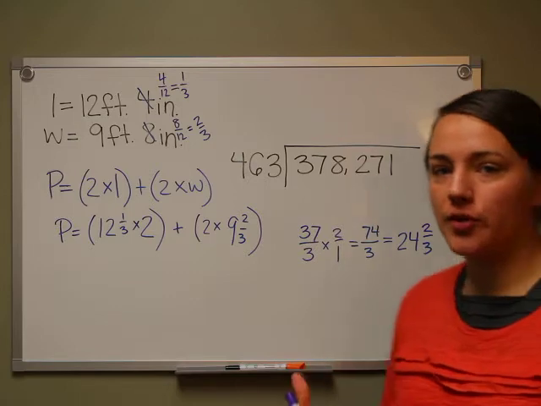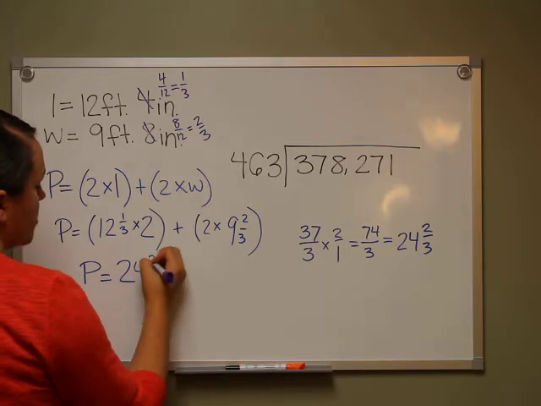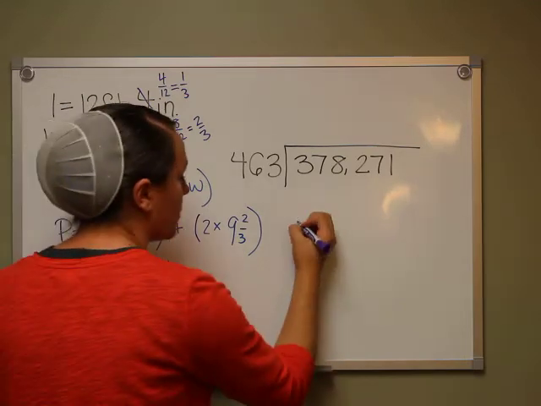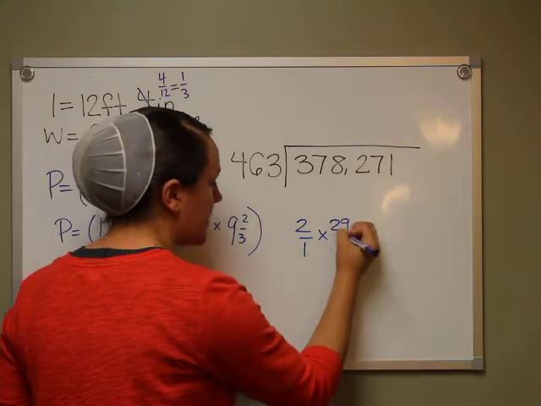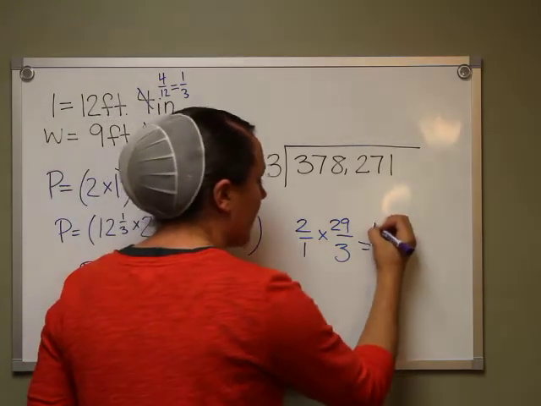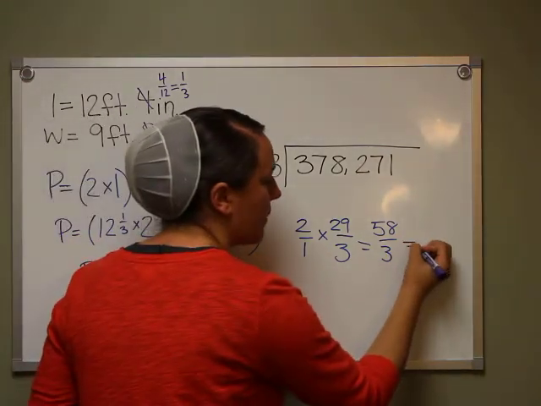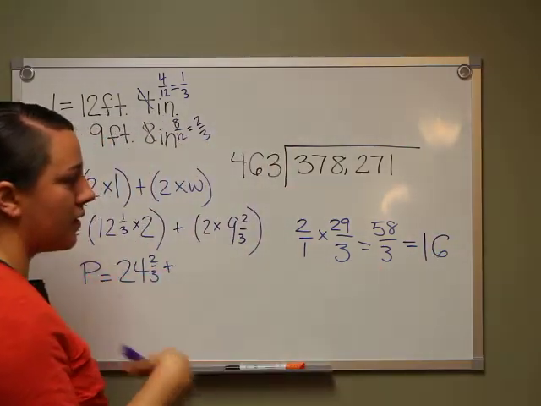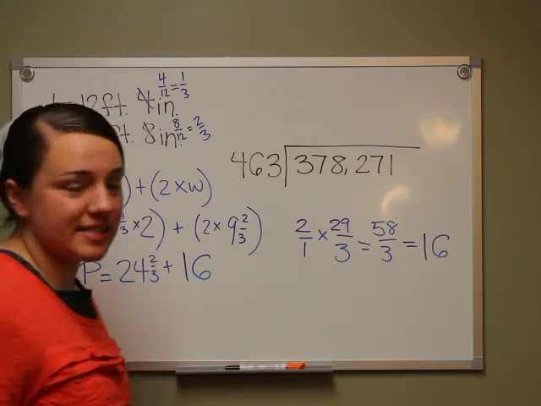So 24 and 2/3 is, for the first part here, P equals 24 and 2/3 plus, now we have 2 times 9 and 2/3. So we're going to go 2/1 times, 9 times 3 is 27, plus 2 is 29. So 29/3, multiply, 29 times 2 is 58/3. Okay, now make that a mixed number. 3 goes into 58 16 times equally, so 16. Now we have 24 and 2/3 plus 16.